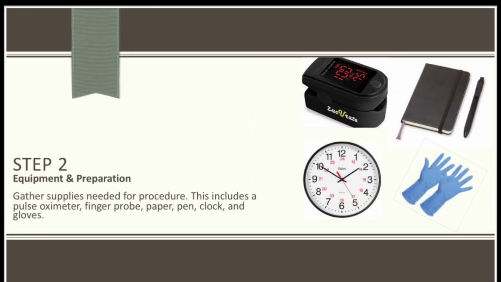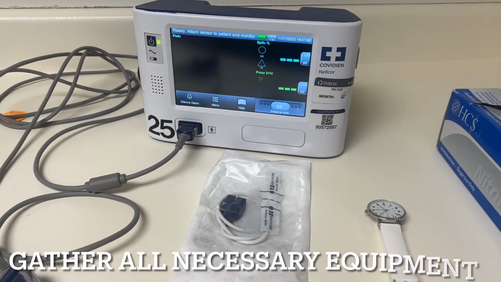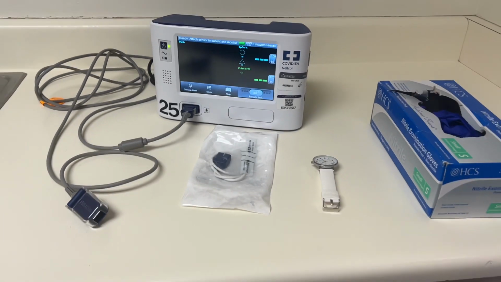Next, you will prep by gathering your equipment. For this, you will be needing a pulse oximeter, a finger probe depending on the machine, paper and pen, a clock, and gloves. Here I am showing the equipment I gathered for my demonstration.